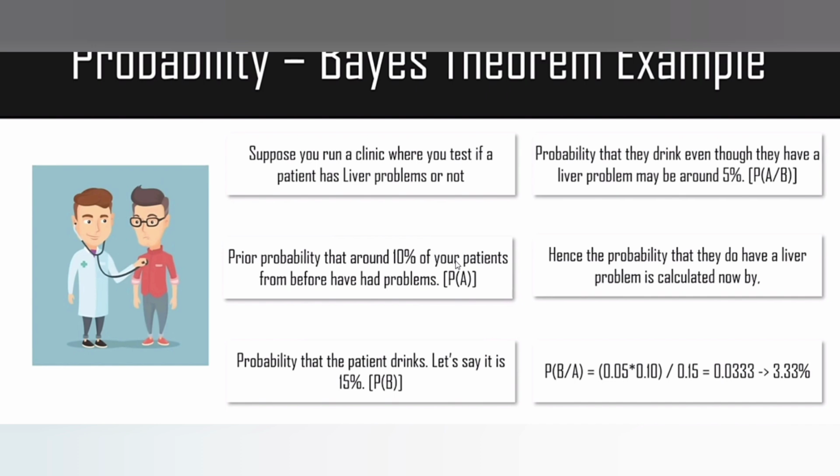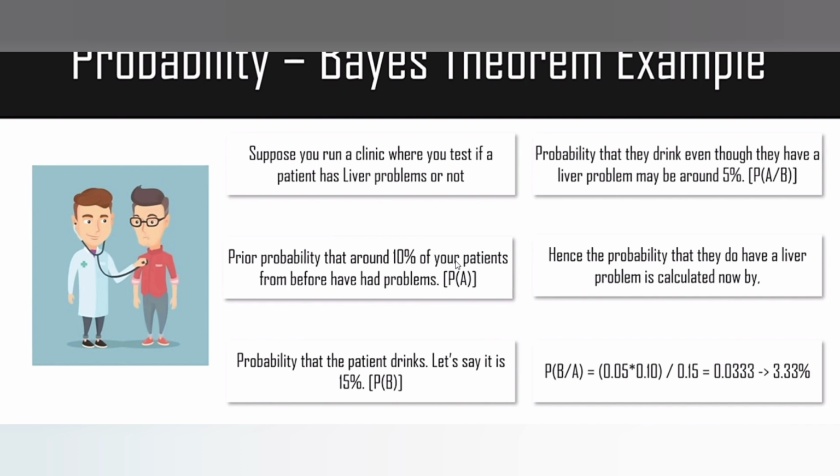The probability that they drink given that they have a liver problem is maybe around 5%. So B is dependent on A. Whoever drinks will have a liver problem, so liver problem is dependent on B. Hence, the probability that they have a liver problem is calculated like this: first, 0.05 means the probability of B given A. So we are finding how many patients are having the liver problem.